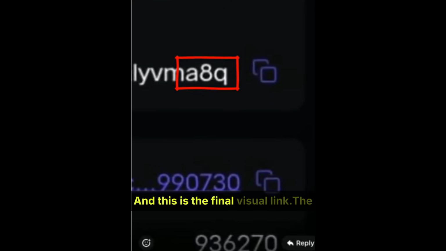And this is the final visual link. The same address pattern appears again here, so we can connect the platform record, the TxID, and the blockchain output. That is how a transaction story becomes traceable.